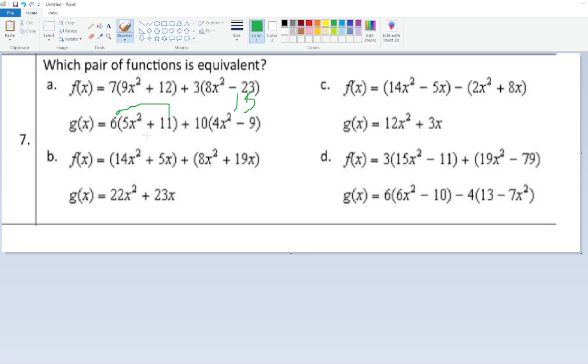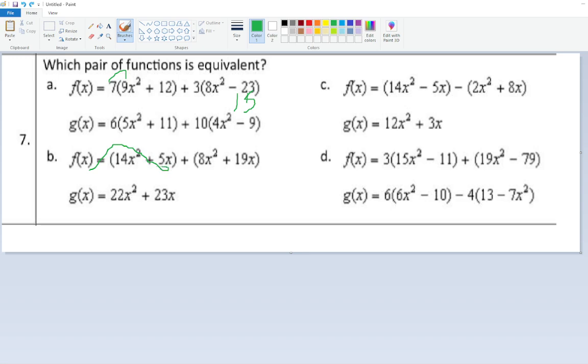6 times 11 is 66. 10 times minus 9 is minus 90. Clearly, 60 minus 90 is minus 30. They would not match. So that's the quick way. Otherwise, what you're going to spend time doing is expanding this, and this, and this, and this, and adding them up. Personally, I think the number method is better. Your teacher probably wants to see you do it the long way. But let's see if we can spot the right one with the number method.